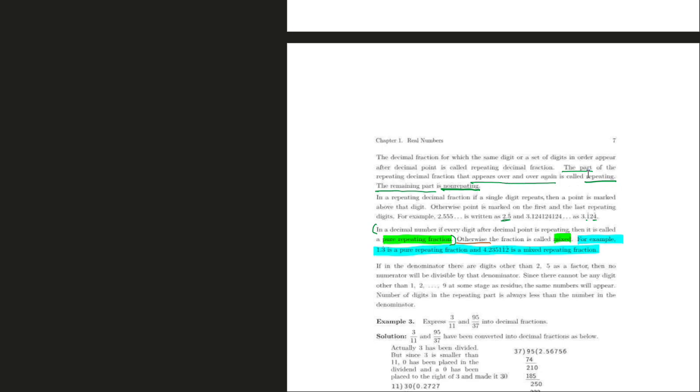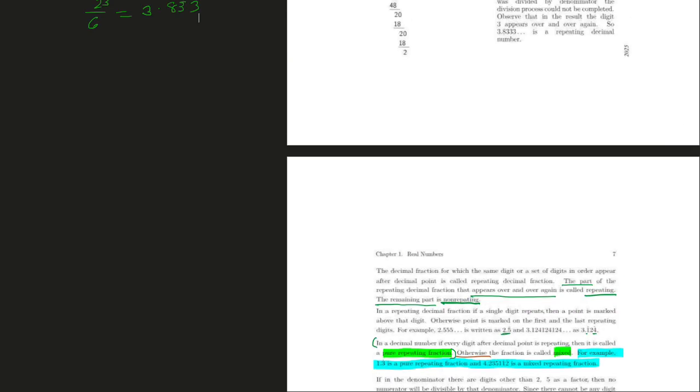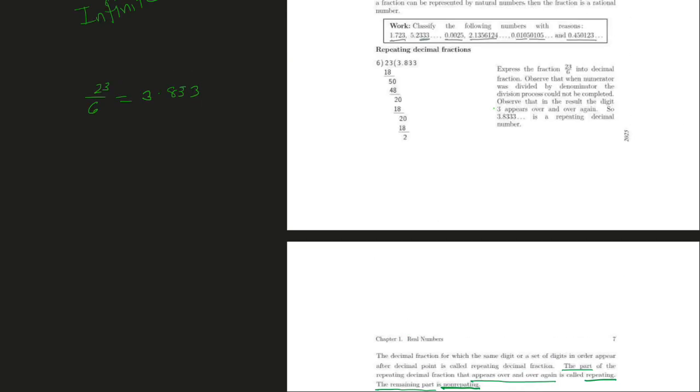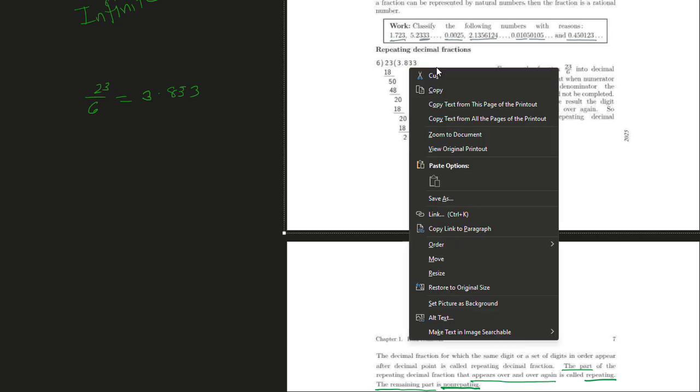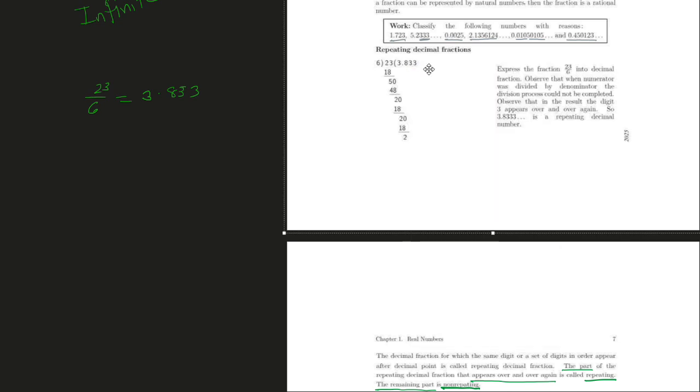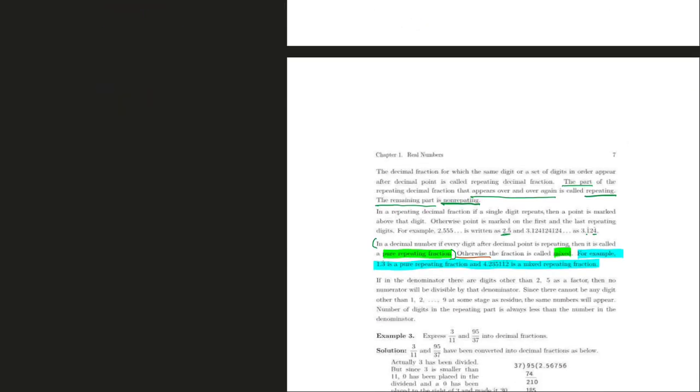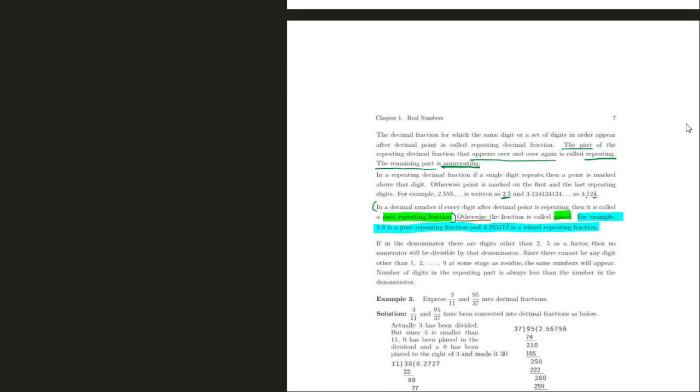So this is the part of the repeating decimal fraction. So this part which repeats, right? 33 is repeating the part of the decimal fraction. Here what they're saying is that the part of the repeating decimal fractions that appears over and over again is called repeating. So the remaining part which does not repeat is called non-repeating. Okay.